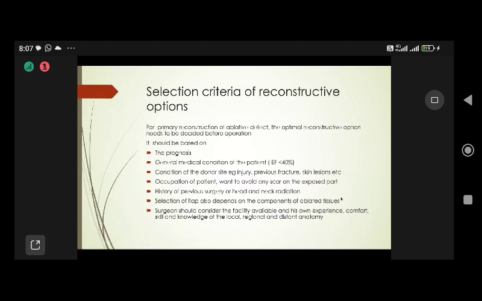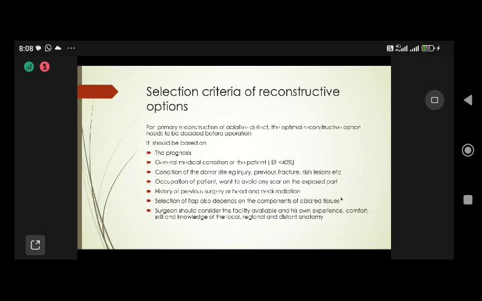Then the condition of the donor site. If the donor site is injured, if there is a history of previous fracture, or any skin lesion over there, then we change the site or change the option. Then the occupation of the patient. If he wants to avoid any scar on an exposed part, we avoid the radial artery forearm flap, which is visible. Then we avoid taking the nasolabial flap because it leads to visible scarring. We choose a different flap instead of these two.